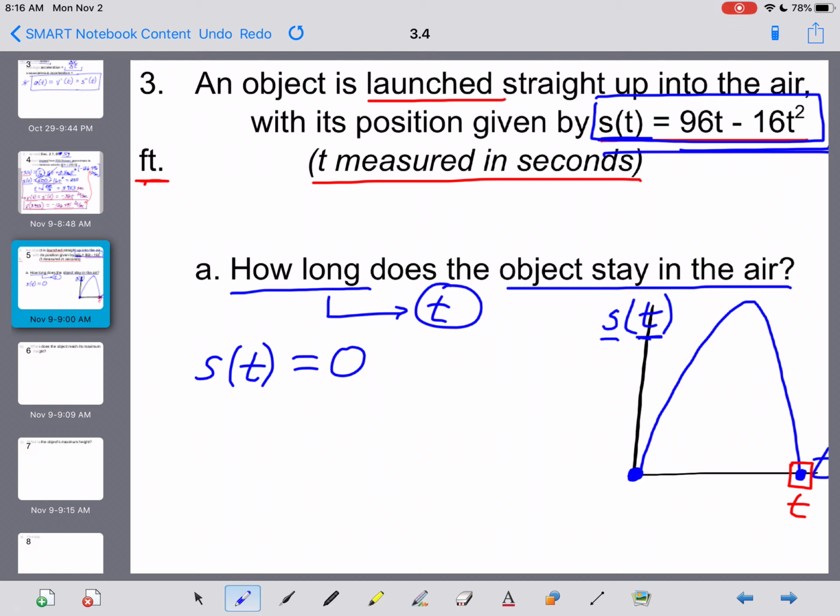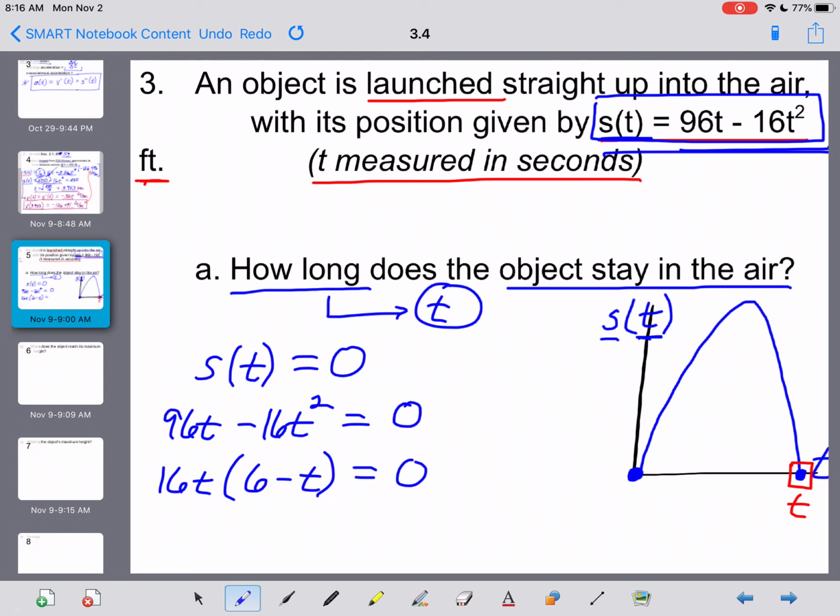Now the height function is given to you right here as 96t minus 16t squared, and we want that to equal 0. And guys, we could do this on the calculator, but actually I made this one work out pretty nicely so that the left side factors. If you pull out a 16t from both terms, you're going to get a 6 minus t left over in parentheses. That's equal to 0. And now with the zero product property, you set each of those two factors equal to 0 and solve.